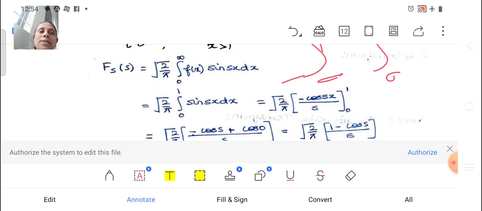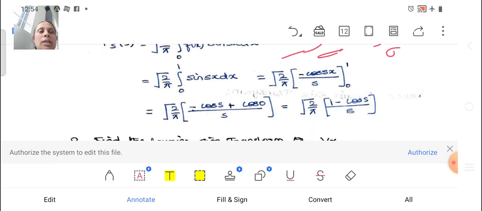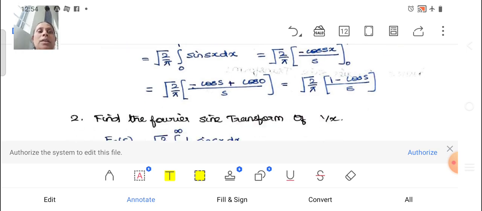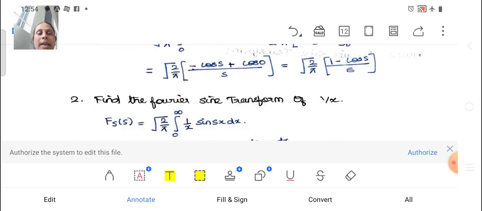Next, root 2 by pi, integral of 1 times sine sx dx. The integral of sine sx is minus cos sx by s. Now we substitute the limits, x equal to 1 and 0, giving minus cos s plus cos 0, divided by s. So the answer is root 2 by pi times (1 minus cos s) divided by s. Okay, next we are going to see the second problem.